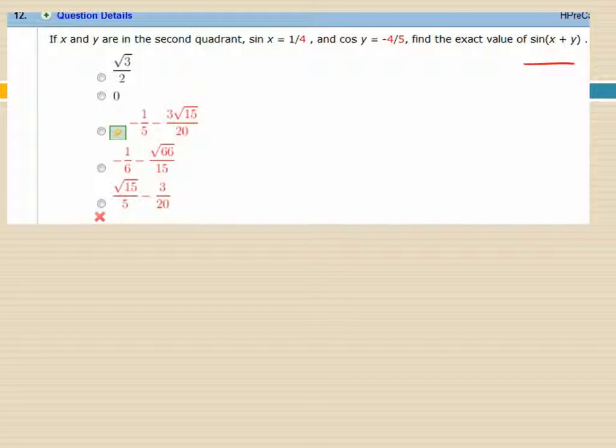These were bad. That's pretty bad if your professor's telling you these are bad before we even start. But these are bad. Here's why they're bad. They're messy. You have to find the exact value of sine of x plus y. That tells you that you're going to use the sum formulas.